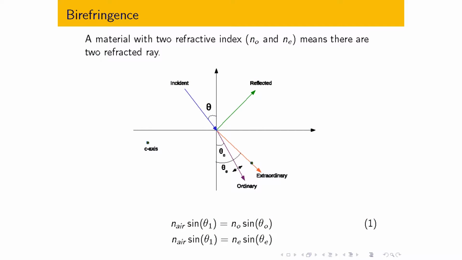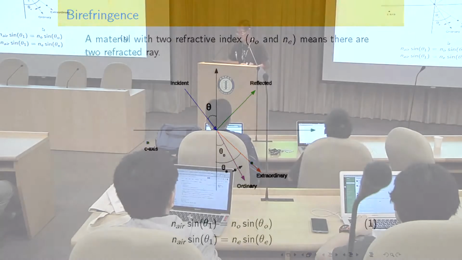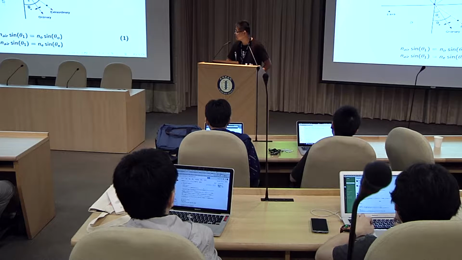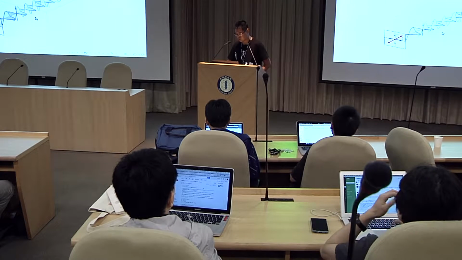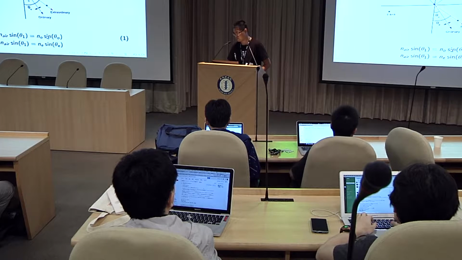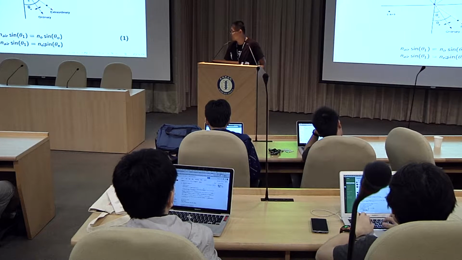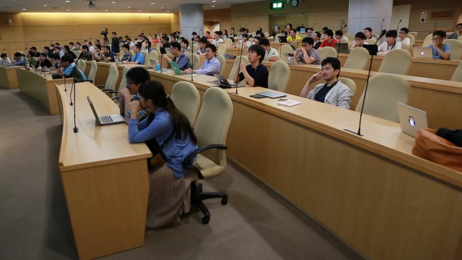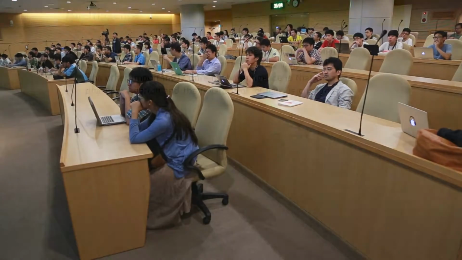This is the picture I drew to explain the last picture. This is a light that is incident on the crystal, and the crystal is on this side, and it has two refractive indices. I call them NO and NE. So the light is incident on this crystal, and there will be two refracted rays. This is the reflected light.